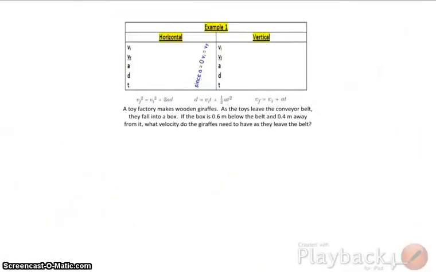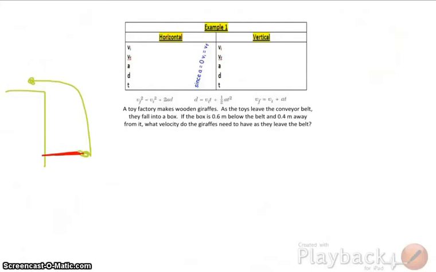Let's look at an example. A toy factory makes wooden giraffes. As the toys leave the conveyor belt, they fall into a box. If the box is 0.6 meters below the belt and 0.4 meters away, what velocity do giraffes need to leave the belt with?